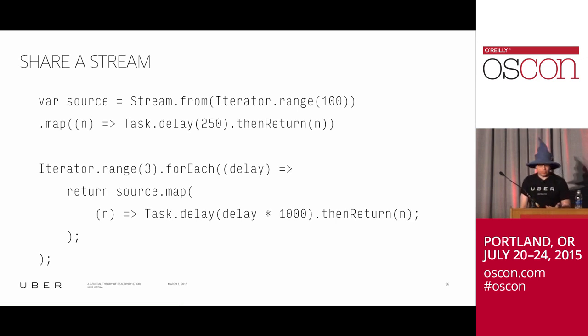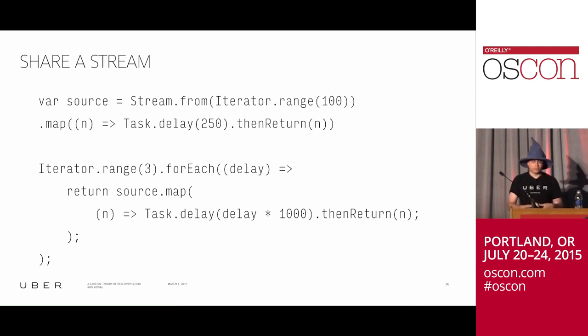So this is a piece of example code where we have a source stream. It's going to take an iterator. The iterator is going to have a range of values from 0 to 100, and we're going to produce a stream from this iterator, noting that the stream isn't going to immediately consume that iterator. It's going to consume pieces from that iterator as they're demanded by a consumer. We're going to call the map method, which is going to take one of those values. It's going to cause a delay of 250 milliseconds and then return that value.